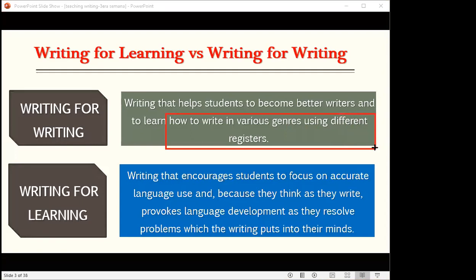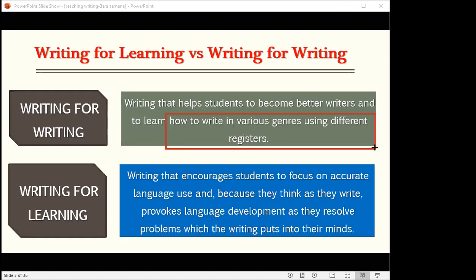We are going to make our students write in various genres. So what is the meaning of genres? Different types of texts. To write a report, to write a summary, to write a letter, to write a poem, to write any kind of text. Notice this is what it says here, to write in various genres using different registers. So that kind of language that they are going to use in each different type of text.